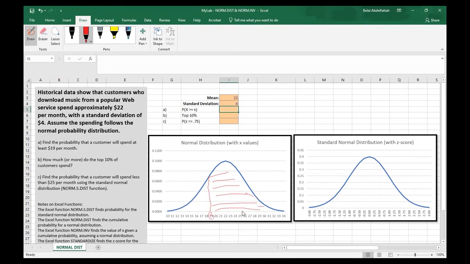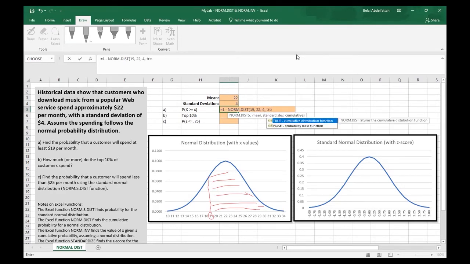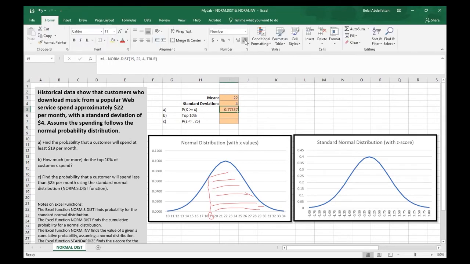So we're going to have to use the complement rule, because if we use a norm.dist function with true, it's looking for 19 and everything less than that. We want 19 and everything more than that. I'm going to start filling out the parameters: 19, since we're looking for at least 19, the mean is 22, the standard deviation is 4, and cumulative will be true. I'll format this to 4 decimal points. There we have it. The probability that a customer will spend at least $19 per month is about 17.34%.